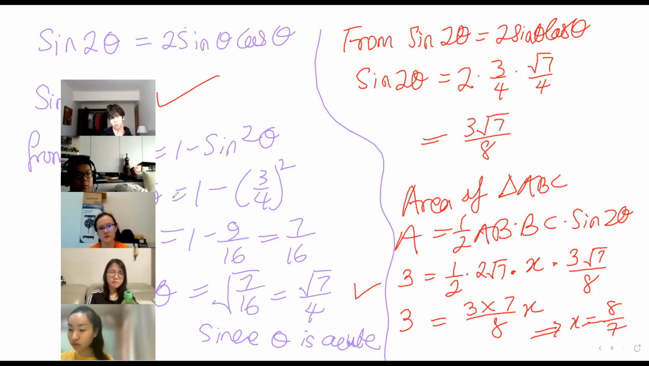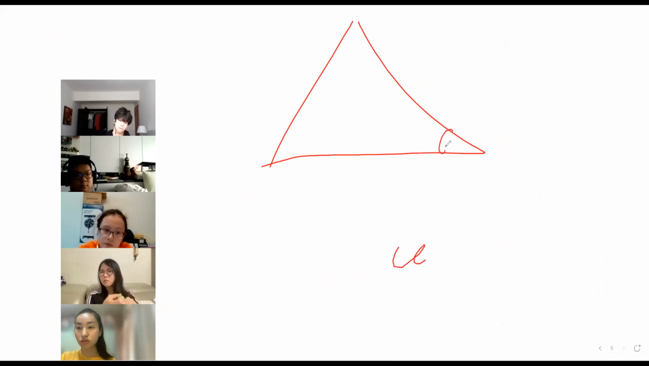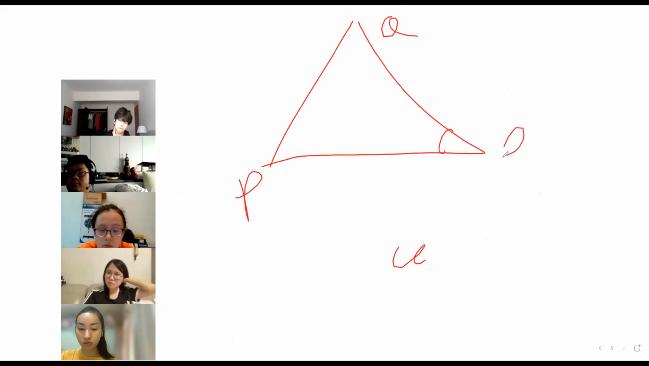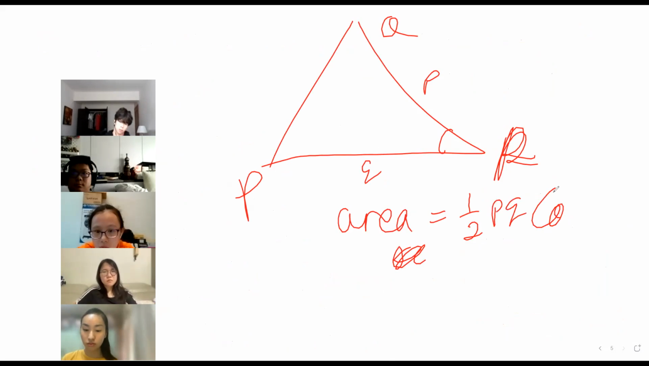If your area consists of sine rule, for example, you are dealing with a triangle, the area has sine, maybe sine of this angle. Let's say this is PQR. So the area will have to be half PQ cos R. But there is no cos in the question. Rather, you have sine in the question. What would you do?